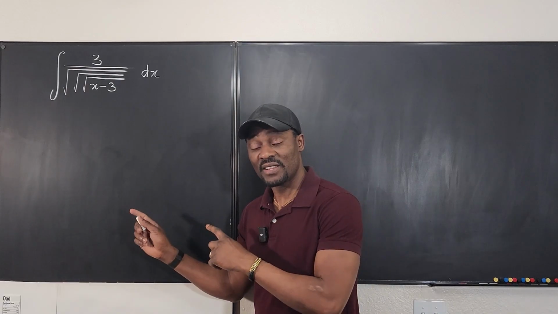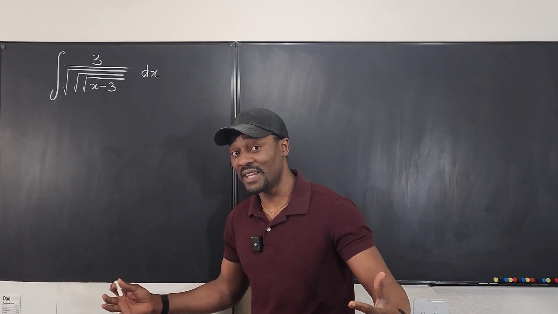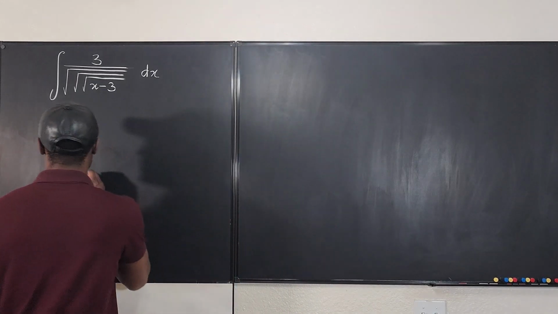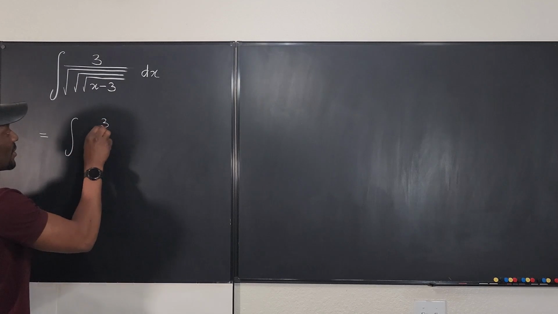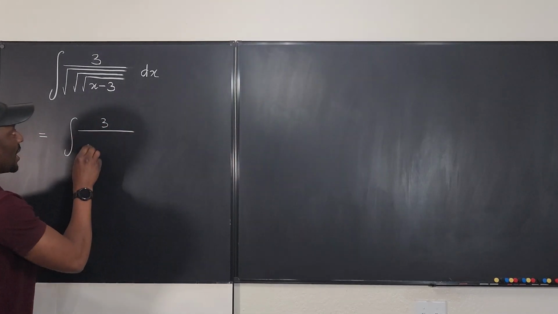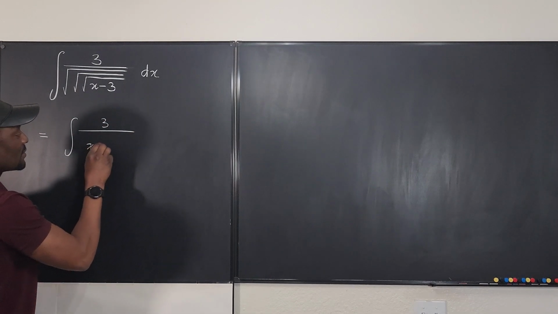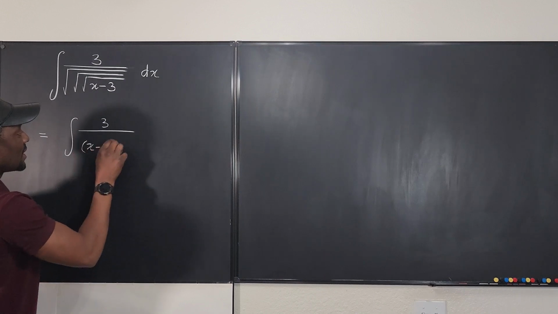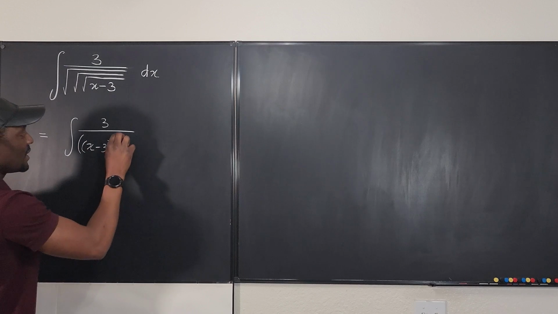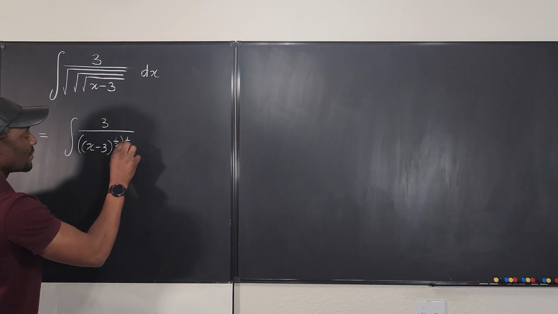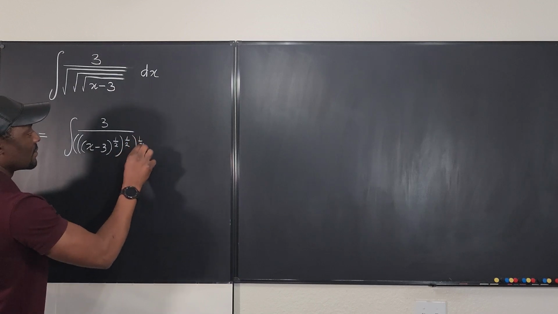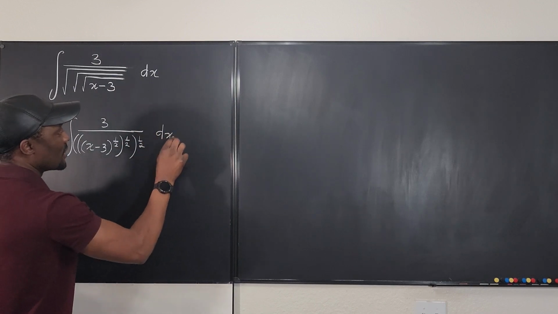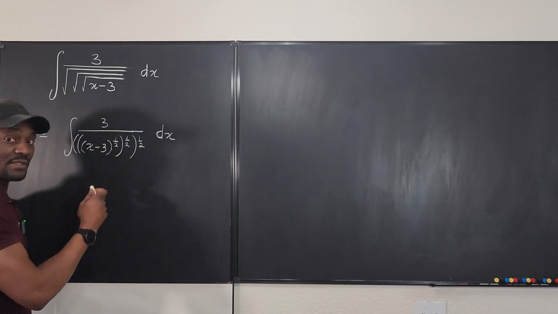So if we translate this to something that we can see clearly, it simply means the integral of 3 divided by the square root of x minus 3, which we can write as raised to power 1/2. Then we take the square root of that again. Then we take the square root of that again. dx. Do you see how simple this is?